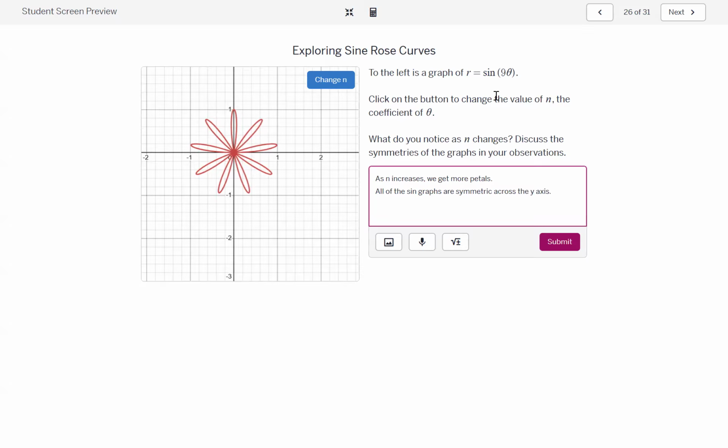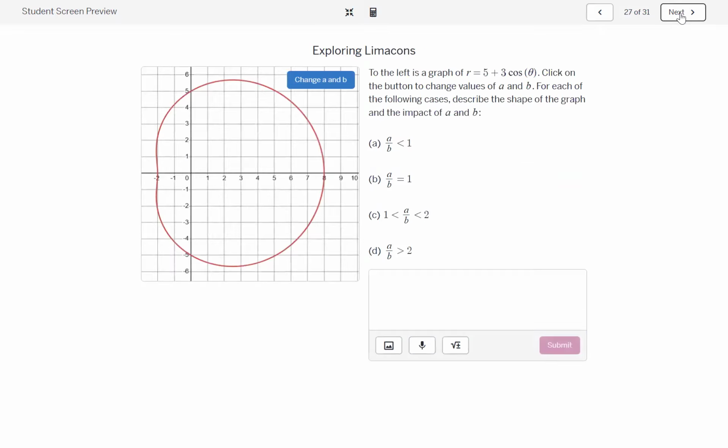But all of our sine graphs are symmetric across the y-axis when we're looking at a polar graph. So cosine graphs are symmetric top bottom. Sine graphs are symmetric left right when we're looking at polar. Now here, as we change A and B, we get a lot of different crazy shapes. But we saw what happens on all of these descriptions earlier.